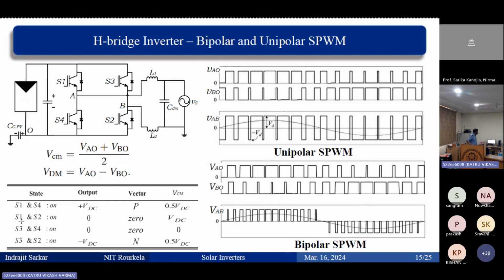When S1 and S3 are on, the output voltage is 0, the vector applied is 0, and the common mode voltage becomes VDC. Similarly for the other two. Now you see the common mode voltage is varying if you are using the unipolar PWM technique. If you are using unipolar, what is unipolar? Here we can see AO and BO.